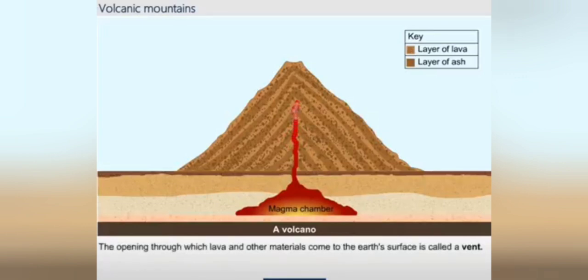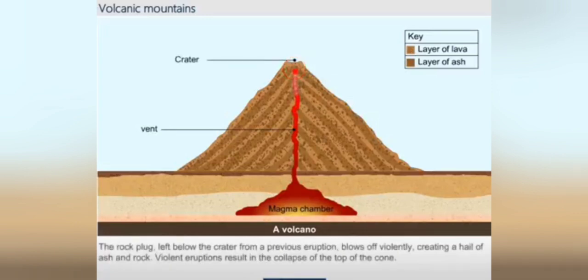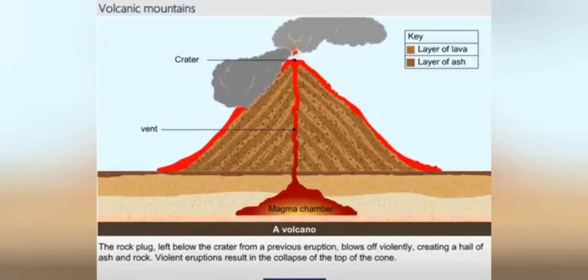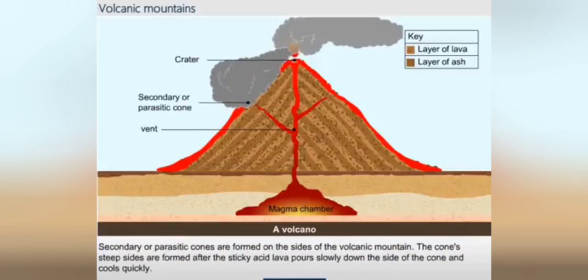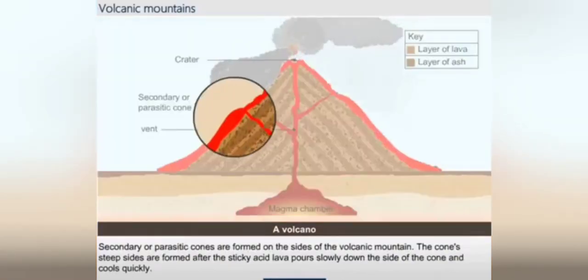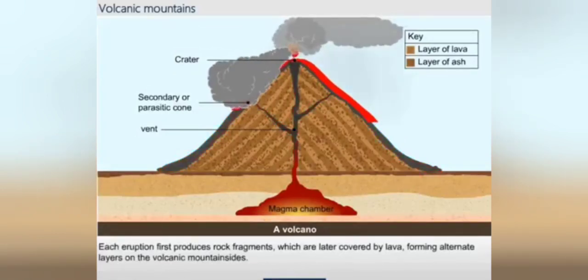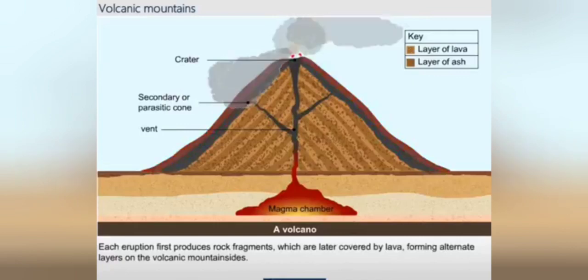The opening through which lava and other materials come to the Earth's surface is called a vent. The funnel-shaped depression at the top of a vent is called a crater. The rock plug left below the crater from a previous eruption blows off violently, creating a hail of ash and rock. Violent eruptions result in the collapse of the top of the cone. Secondary or parasitic cones are formed on the sides of the volcanic mountain. The cone's steep sides are formed after the sticky acid lava pours slowly down the side of the cone and cools quickly. Each eruption first produces rock fragments, which are later covered by lava, forming alternate layers on the volcanic mountain sides.